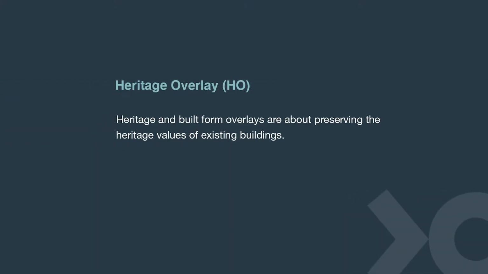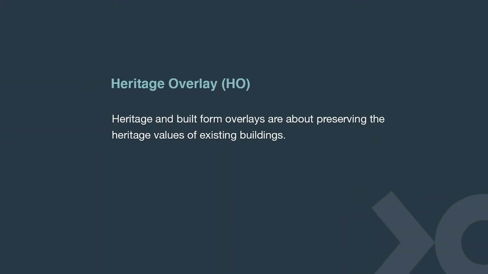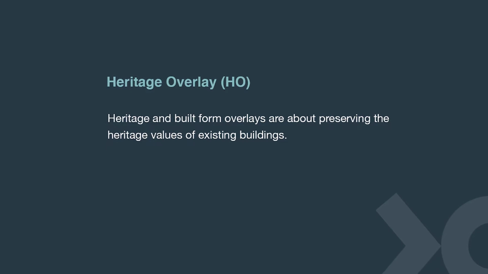Heritage and built form overlays are about preserving the heritage value of existing buildings. This could be the building itself, or it could be specific parts of the building that you need to preserve. As a property developer, depending on your risk appetite, I suggest avoiding heritage overlays where possible, particularly what we do here at Little Fish. Our development strategy is all about low risk and high returns, so navigating heritage overlay requirements doesn't make any sense to us.